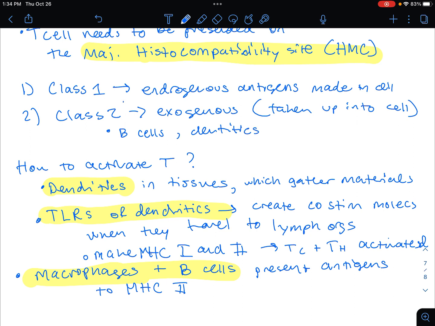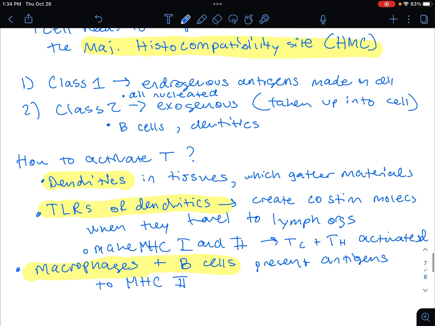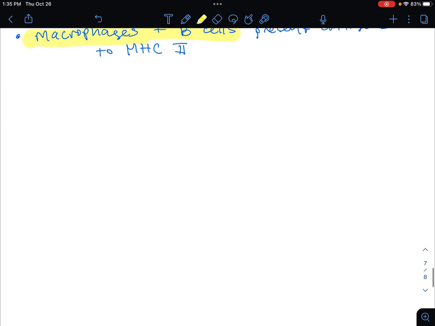I should tell you, T helper cells are CD4 cells, and then CD8 cells are cytotoxic T cells. They're the same thing. They just like to call them by different names. We'll talk about CD4 cells later on when we talk about immune diseases. But it's part of what immunologists do, is they take the same thing and give it a different name, just so you don't get confused.